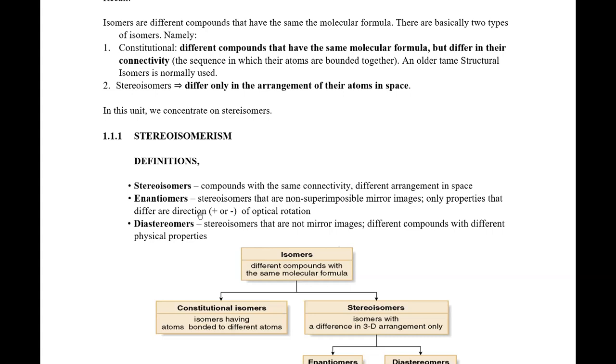Diastereomers are stereoisomers that are not mirror images. Most of these compounds differ in their chemical and physical properties. Am I clear on this one?